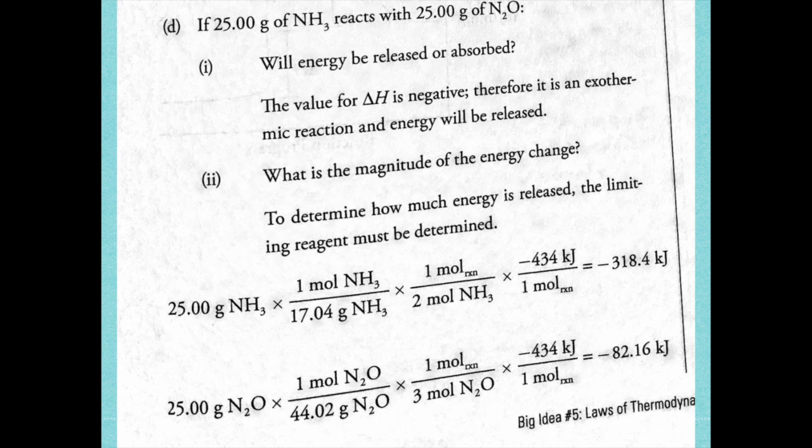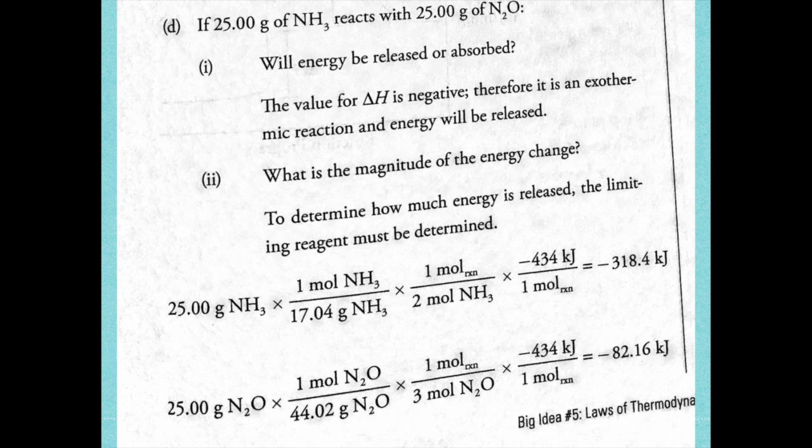So what I can do is I need to convert into moles of my reaction to then multiply by the negative 434. So I'm going to take each of these, my mass of each of my reactants, divide by their molar mass. Then notice, for example, for NH3, since the coefficient for NH3 is a 2, that tells me that I have 2 moles of NH3 for every 1 mole of reaction. Okay? So I'm now in moles of reaction. I can then multiply by my enthalpy. That gives me negative 318 kilojoules. I do the same thing with N2O, except now I have 3 moles of N2O for every 1 mole of reaction. That gives me negative 82 kilojoules.